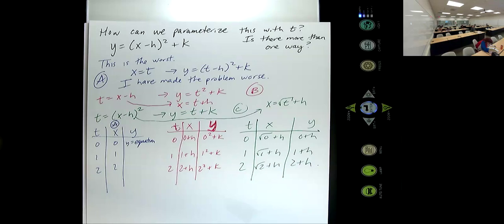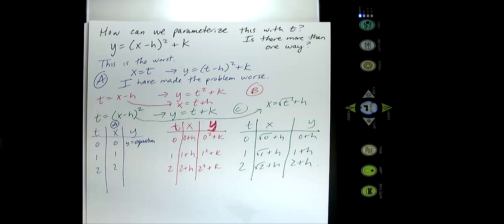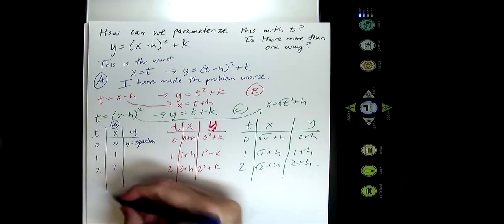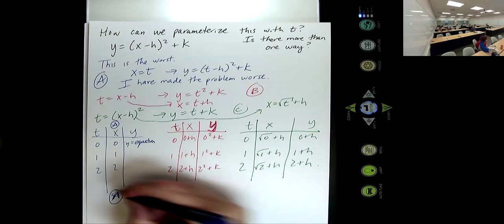Which of these looks like the easiest to actually work out if we had values for H and K? B. Why? There's not a square root. Okay, that's exactly it. Yeah.